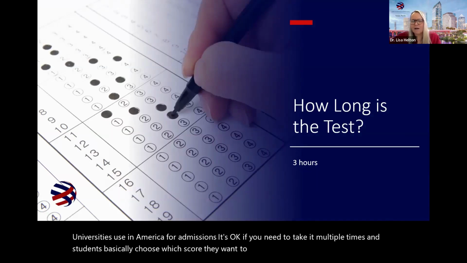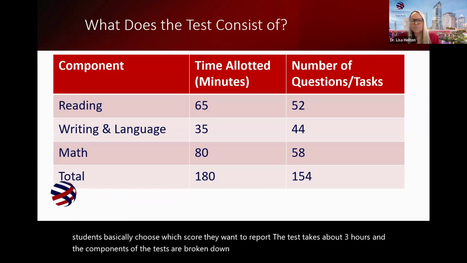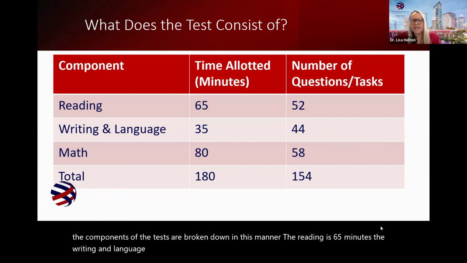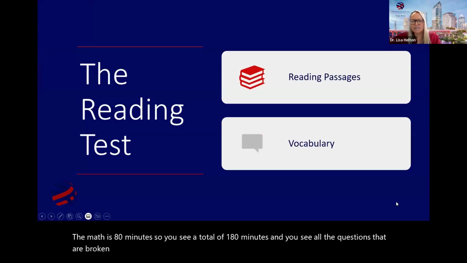The test takes about 3 hours, and the components of the test are broken down in this manner. The reading is 65 minutes. The writing and language is 35 minutes. The math is 80 minutes. So you see a total of 180 minutes, and you see all the questions broken down there and how the test is organized.